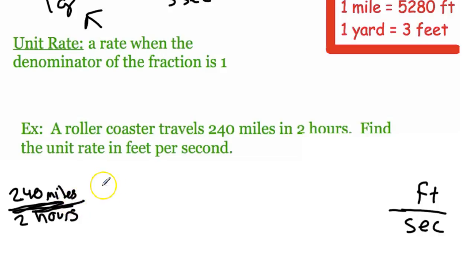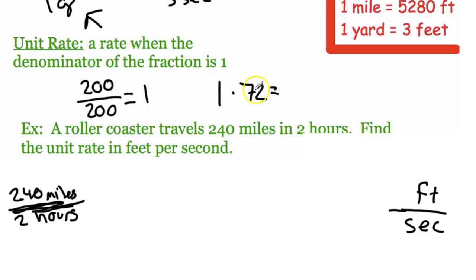The great thing about math that helps you change units is that number 1 is a fantastic number. Why is it so great? Let me tell you why. You can take any number in the world, I'll say 200, and you divide it by the same number, 200, and it equals 1. You can also take 1 and multiply it by any number, let me say 72, and it equals that number, 72.